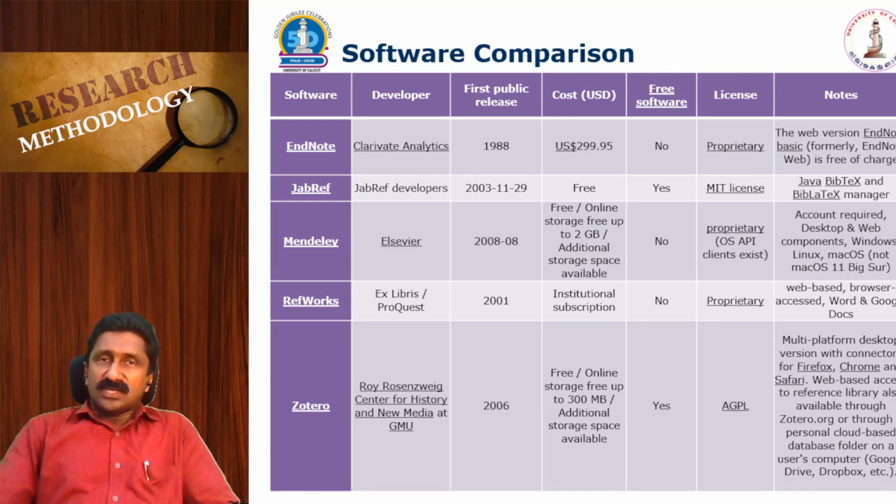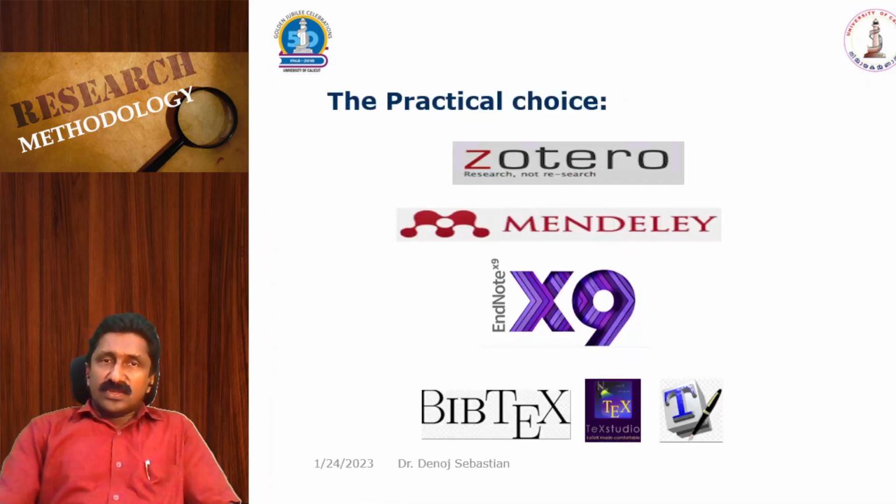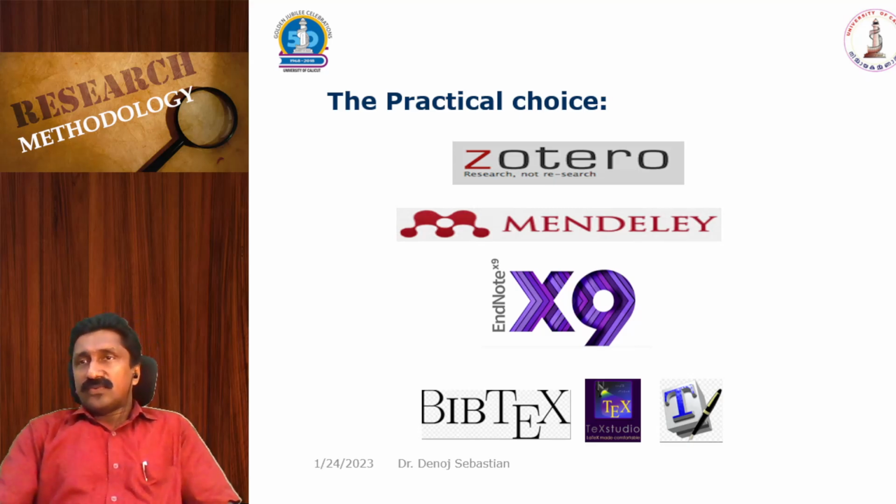Okay. So this is a comparative account, and EndNote is not free software. It's a proprietary paid software, whereas Mendeley and Zotero can be freely accessed and used by any researcher. So the practical choices are Zotero, Mendeley, and EndNote if you are interested in a paid software. And for the mathematics and physics people, BibTeX is another option.